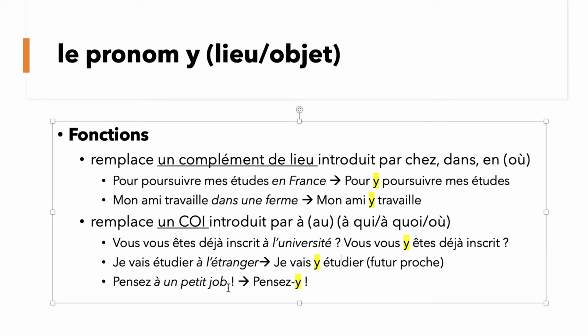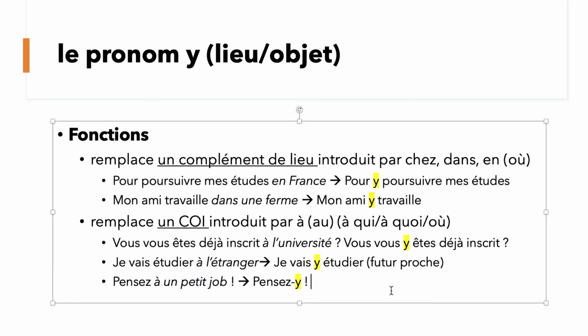Pensez à un petit job, okay? Here, it is not a place, right? It is more likely to be an object. Pensez à quoi? À un petit job. Okay, pensez-y. All right? So here is an instance where, remember for pronom y, you have a place and also an object. Okay? Pensez à quoi? Pensez-y. Okay?